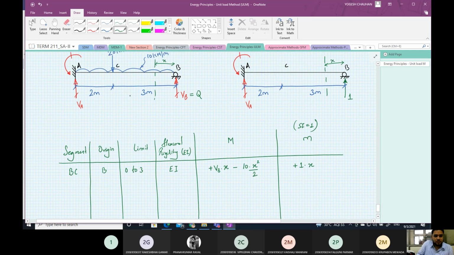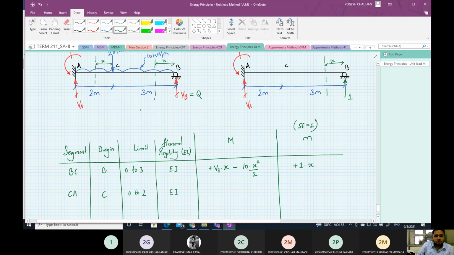Now let us move to the second segment, that is CA. Origin is C, limit will be 0 to 2, flexural rigidity is the same, EI. So let us select a section at a distance x from C.